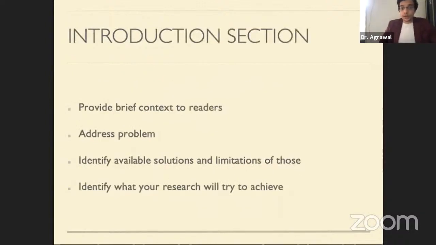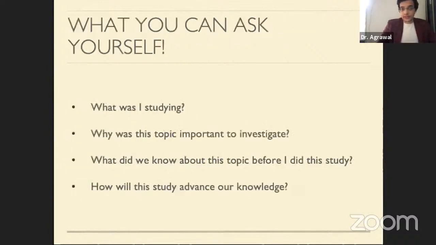And then you move on to the introduction section, where you're basically providing a brief context to the readers. You are saying what the problem is, why you came up with this topic essentially. What you can ask yourself while writing this introduction section is, what was I studying? Why was this topic important to investigate? What did we know about this topic before I did this study? And how will this study advance our knowledge?